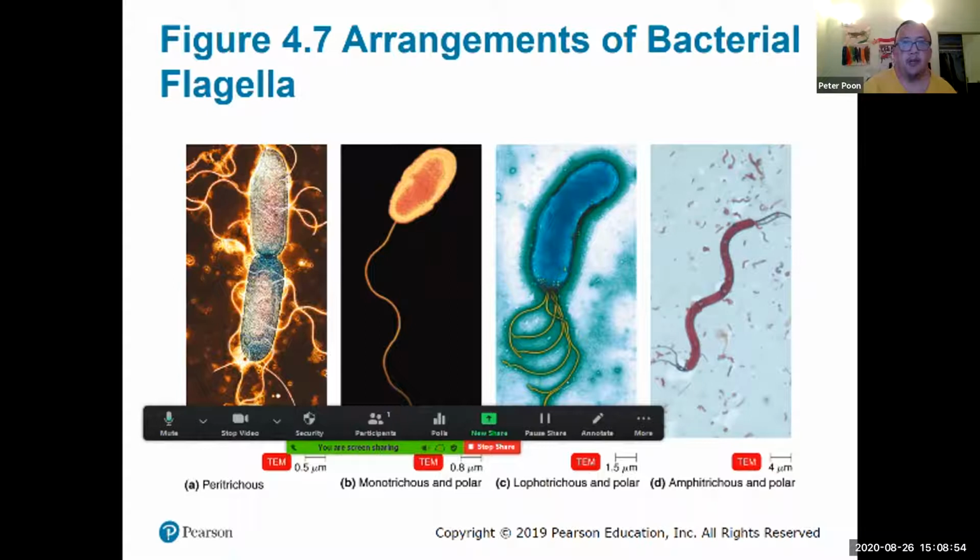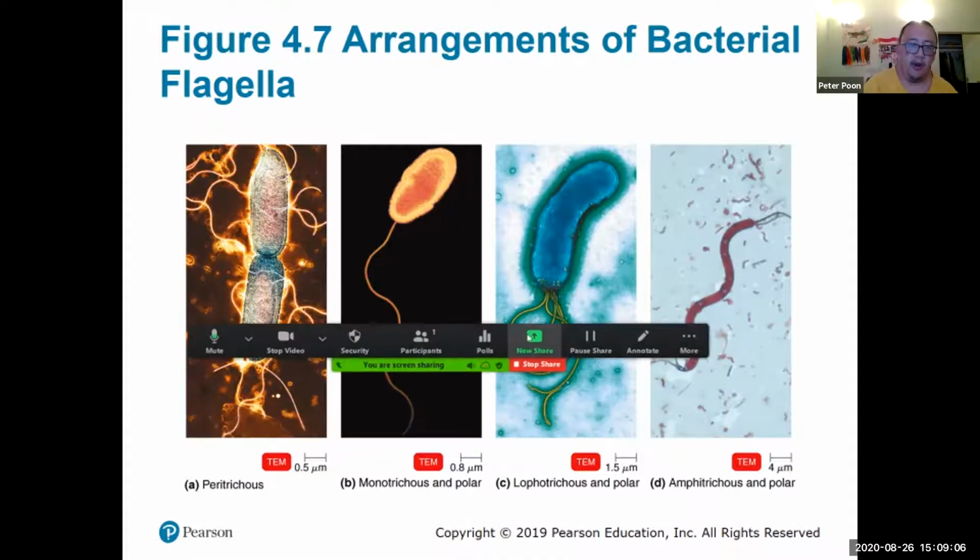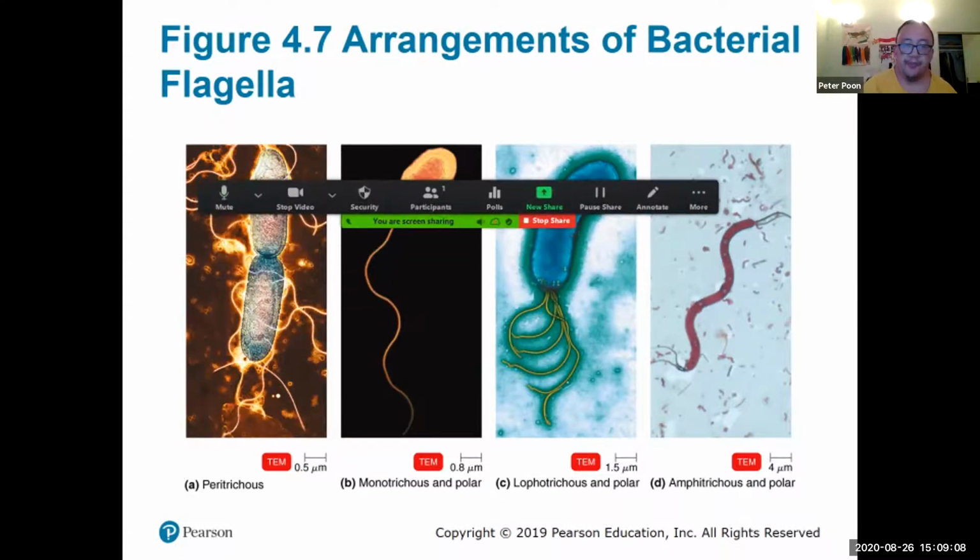So the different arrangements of bacterial flagella: there can be one, there can be one on both sides, so they can move through either side. There can be a lot of them, so they can vary in a lot of different ways.